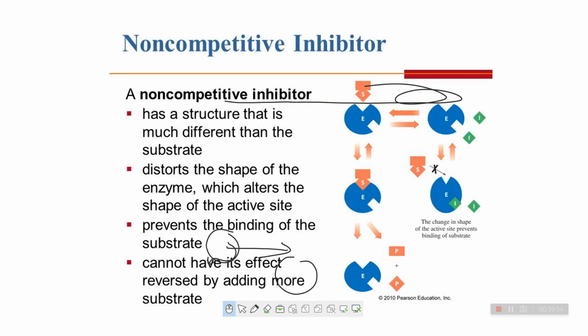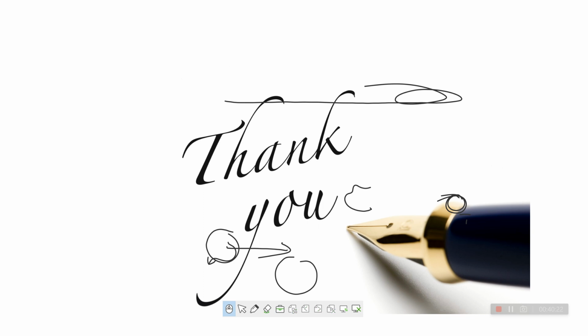Right? Clear? In non-competitive inhibition, the inhibitor binds to another site, not the active site. In this process, the inhibitor comes and binds to another site of the enzyme. After binding with the inhibitor, the reaction is stopped. So this process is known as non-competitive inhibition. So this is all about enzymes. Okay, hope this is clear. Okay, thank you.